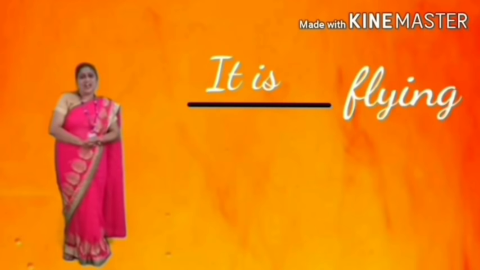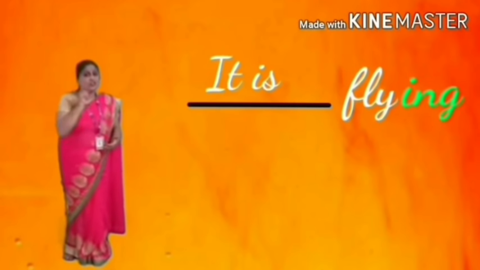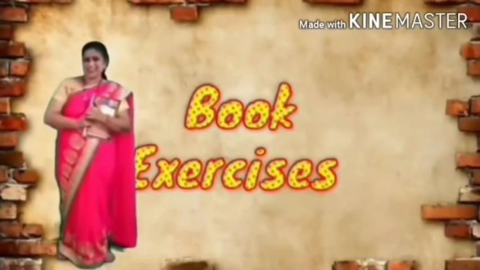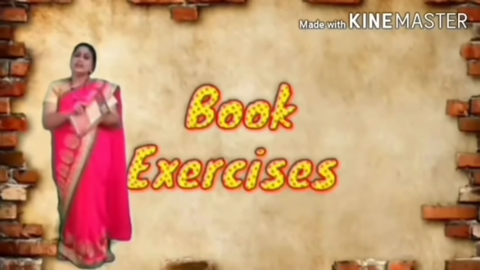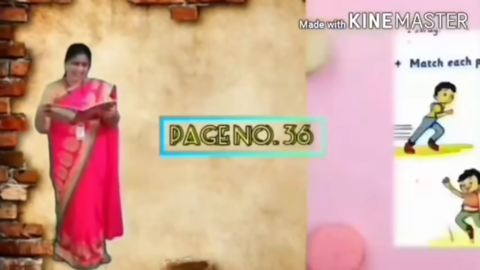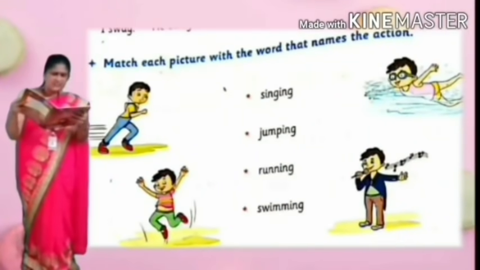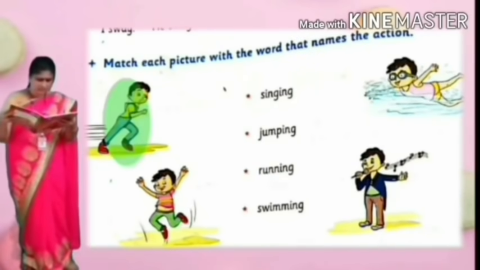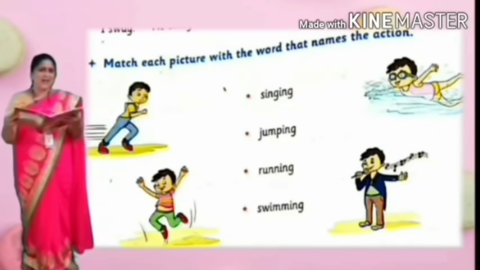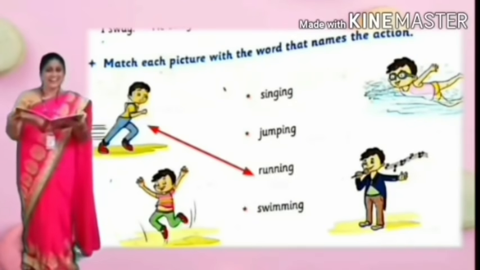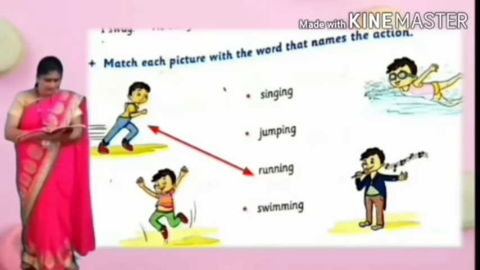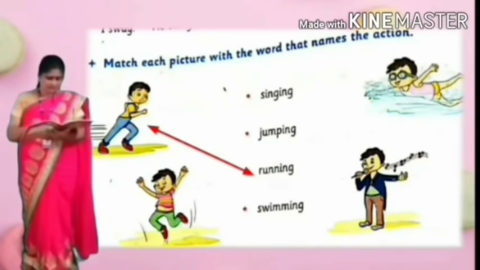Yes, children. We can add ing to the verb to show that it is a continuous action. Concept. Let us complete the book exercise. Take out your grammar book. Take page number 36. In that, match each picture with a verb that names the action. The first picture, running. So match R-U-N-N-I-N-G. The first picture with the word running. With the verb running. Next, swimming.